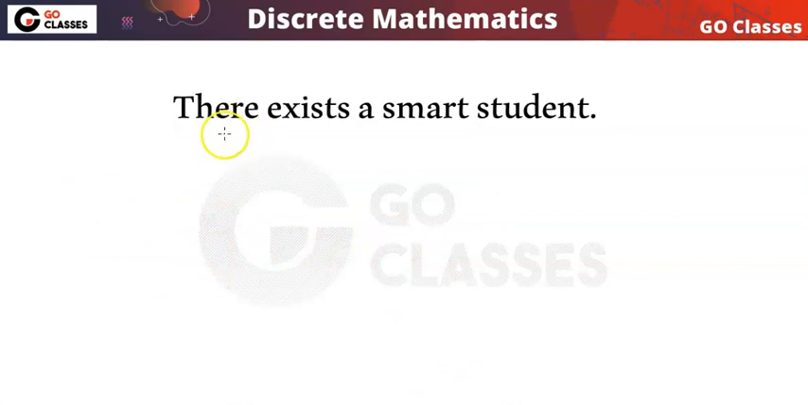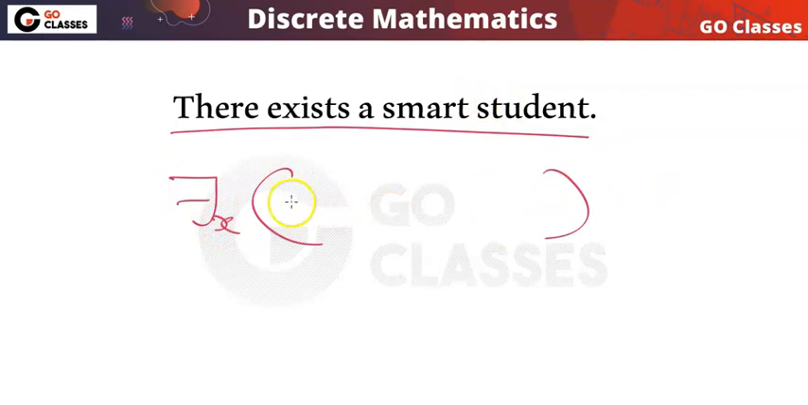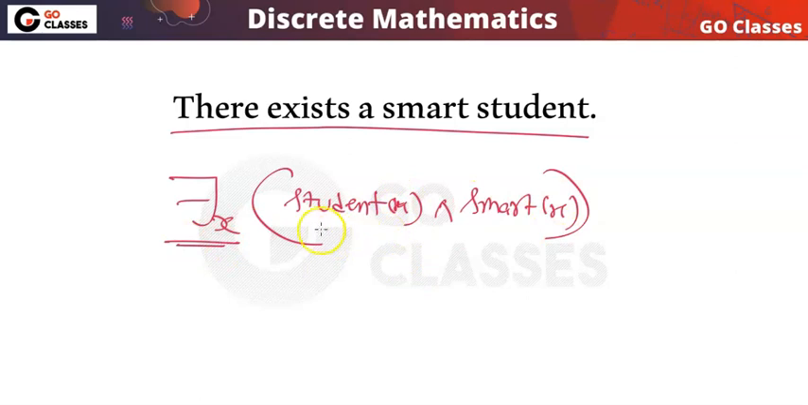Next example. There exists a smart student. It means there exists a student who is smart. So there exists X. We can say there exists X who is a student and who is smart. Correct? So this is how we can write. There exists X who is a student and who is smart. So this is the meaning of there exists a smart student. So this is a basic template.